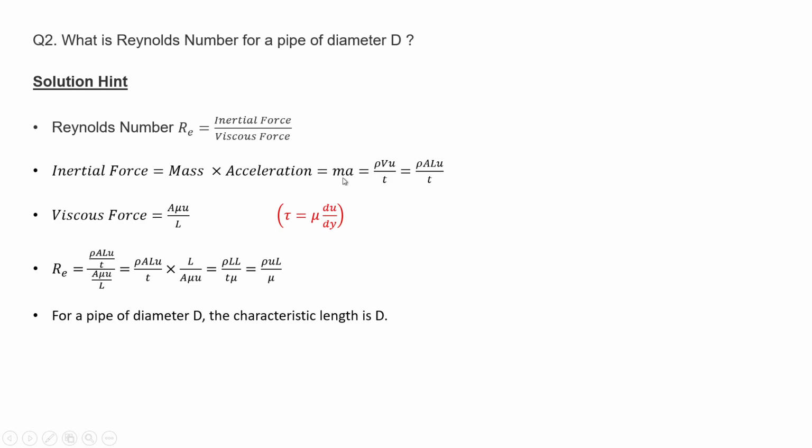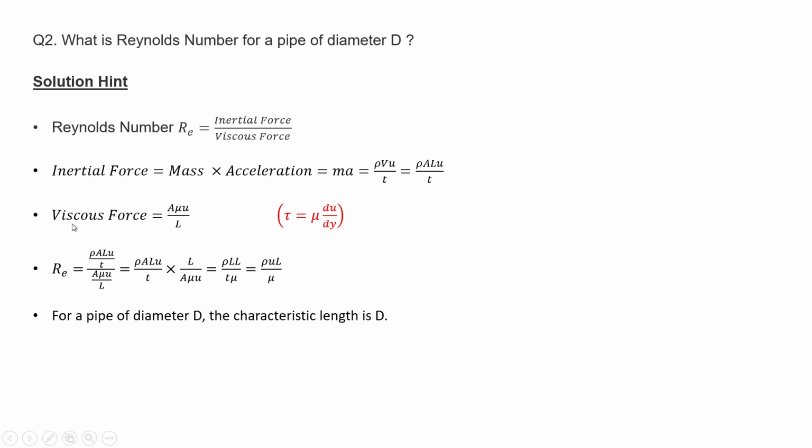Now from the definition of density, mass can be written as density into volume, and acceleration is velocity by time. Dimensionally, volume is nothing but area into some length dimension. So density into area into length dimension into u by t. So this is the dimensional form of the inertial force.